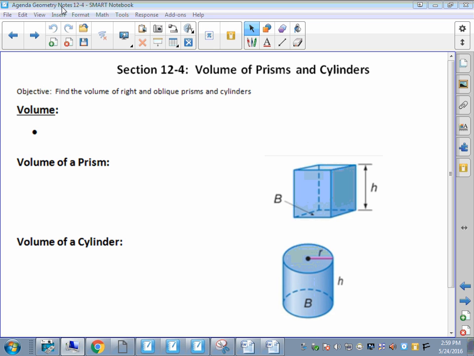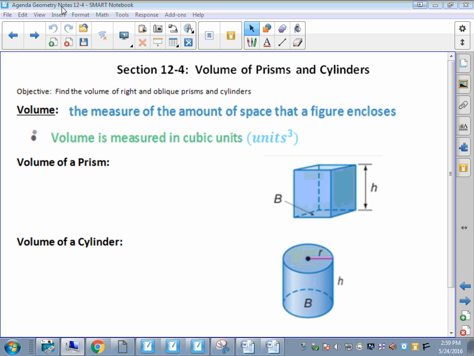So surface area and lateral area was the outside of a figure. If you're going to wrap a prism, wrap a gift, how much wrapping paper do you need? Well, volume is the measure of the amount of space that a figure encloses, how much fits inside that figure. And we always measure it in cubic units, so centimeters to the third, or cubic centimeters, or if you've ever heard on Dr. Show, cc's, that's cubic centimeters.